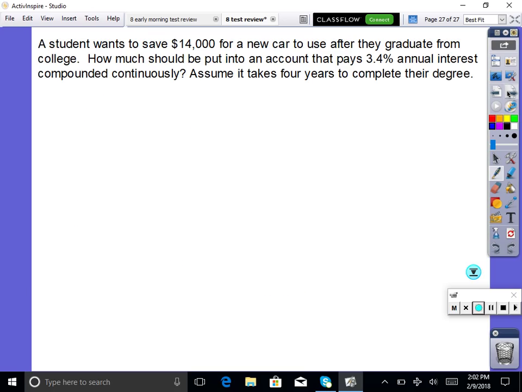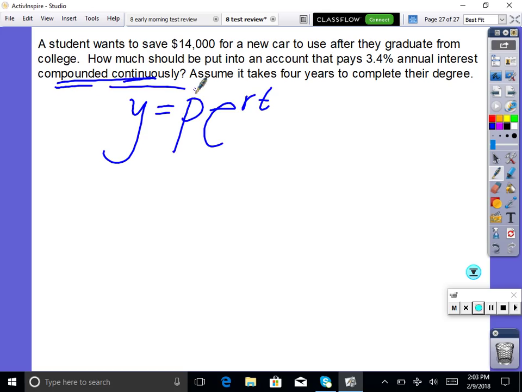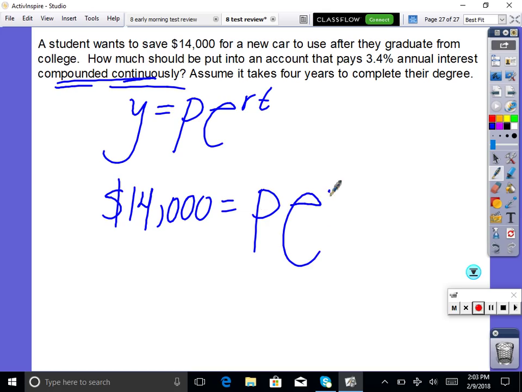All right. Last one. So easy. It says, a student wants to save $14,000 for a new car to use after they graduate from college. How much should be put into an account that pays 3.4% annual interest, compounding continuously? PERT again. Only use PERT if you have the words compounded and continuously together. So now put in everything you know. In the end, they want $14,000. They don't know how much they need to put into the account. e is always e. Our rate is 0.034, then times 4.